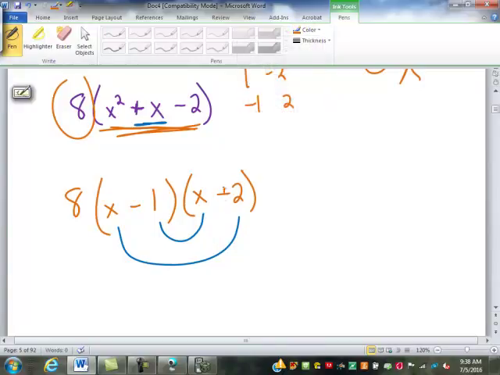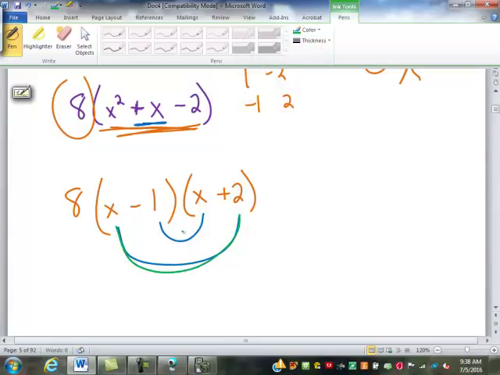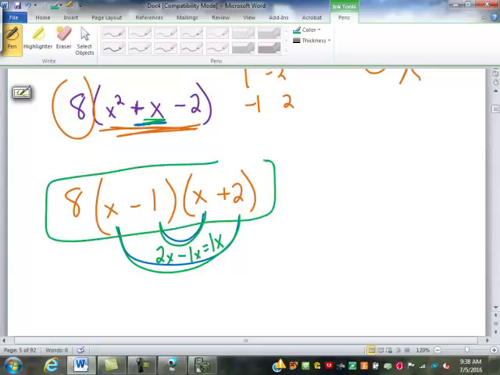So let's try a negative 1 and a positive 2. X times positive 2 is 2x. Negative 1 times x is negative 1x. 2x and negative 1x make 1x or just x, which is what we want. So that does give us a correct factoring of that. So the x squared plus x minus 2 does split up into x minus 1 times x plus 2, and we still have that factor of 8 there yet. What do you think?